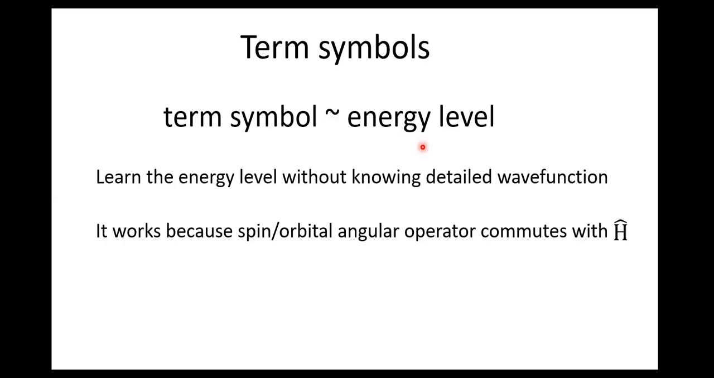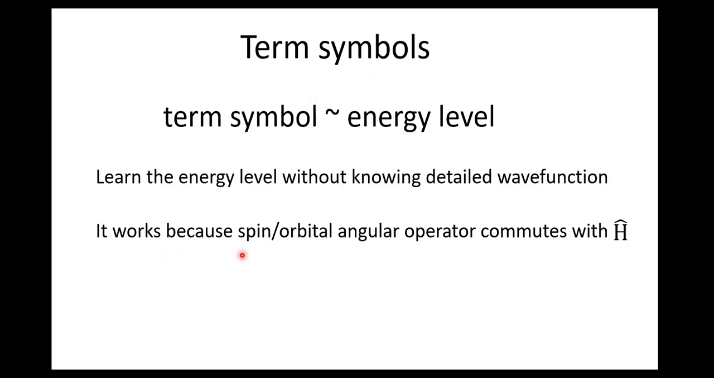Those also are complicated, but the term symbol provides a very convenient solution, at least in terms of the energy level, because each term symbol can be related to a specific energy level. So what does this mean? This means that we can learn the energy levels without knowing the detailed wave function. For example, in the case of the excited helium, we can derive the term symbols from the 1s1 and the 2s1 without really solving the Schrodinger equation. I think that is something very powerful about the term symbol.